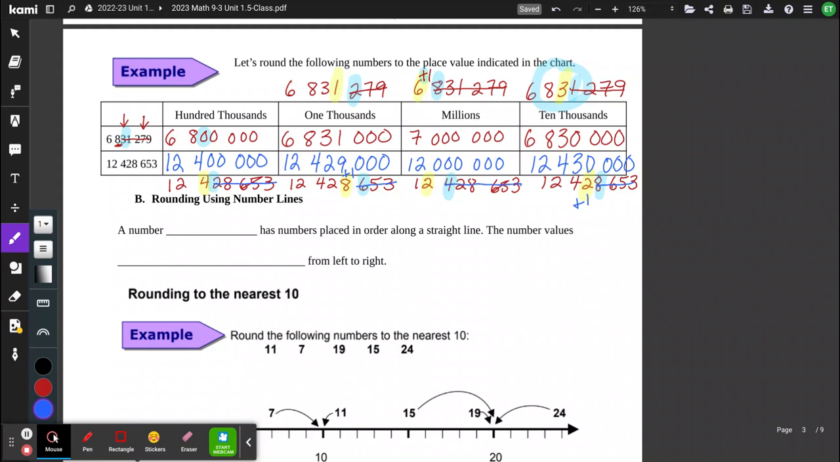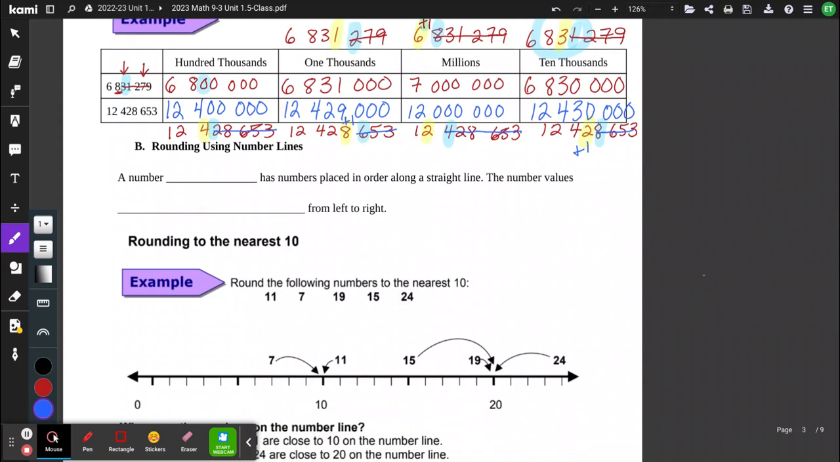Okay, now we're going to do part B. Part B is using number lines. And you're going to have to know how to use number lines as well, because they could have a picture of a number line and ask you what they did to the number line. So if we take a look here, it says a number blank has numbers placed in order. Well, this is a number line. A number line has numbers placed in order on a straight line.